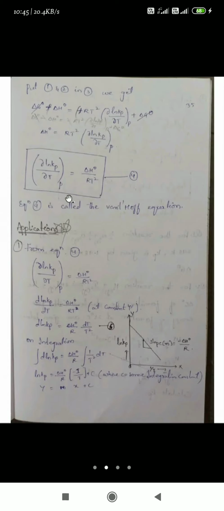For the application, you take out the constant term, so d ln Kp by dT equals delta H naught by RT squared at constant pressure. Then rearrange this equation and integrate, and this is the equation you obtain. A plot of ln Kp versus 1 by T gives a straight line, and from the slope of the straight line you can find delta H naught. So a plot of ln Kp versus 1 by T enables us to determine the standard enthalpy change.